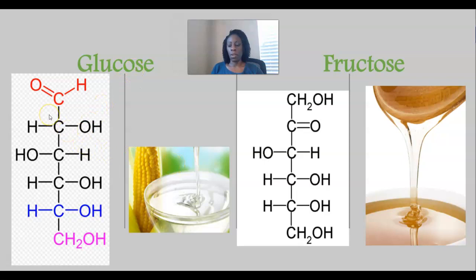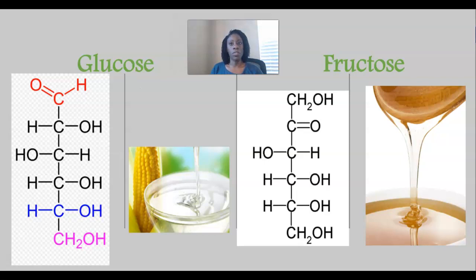Like I said before, the carbonyl group, this carbon and oxygen double bond, is at the end of the carbon chain. So that makes glucose an aldehyde. If we look at fructose, just at a quick glance, it looks almost the same as glucose. But notice this carbonyl group is internal to the carbon chain. It's not at either end. It's not down here and it's not down here. It's inside of the carbon chain. So that makes fructose a ketone, not an aldehyde.